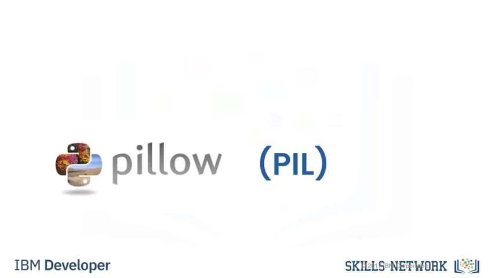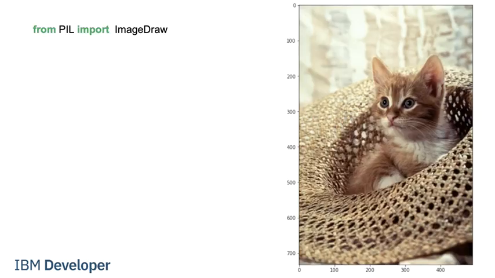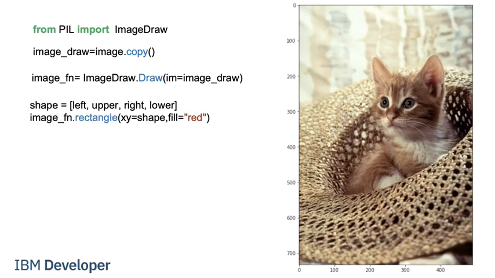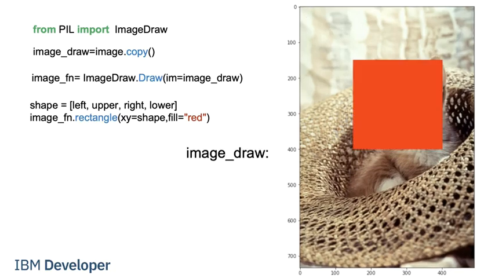Let's see some PIL. We can also use the PIL ImageDraw module to draw on PIL image objects. We will copy the image. The Draw constructor creates the object image_fn. This can be used to draw on the image_draw. We can draw a rectangle using the rectangle method. 2 important parameters include xy, the coordinates bounding box, and fill, the color of the rectangle. This will change the image object_draw.